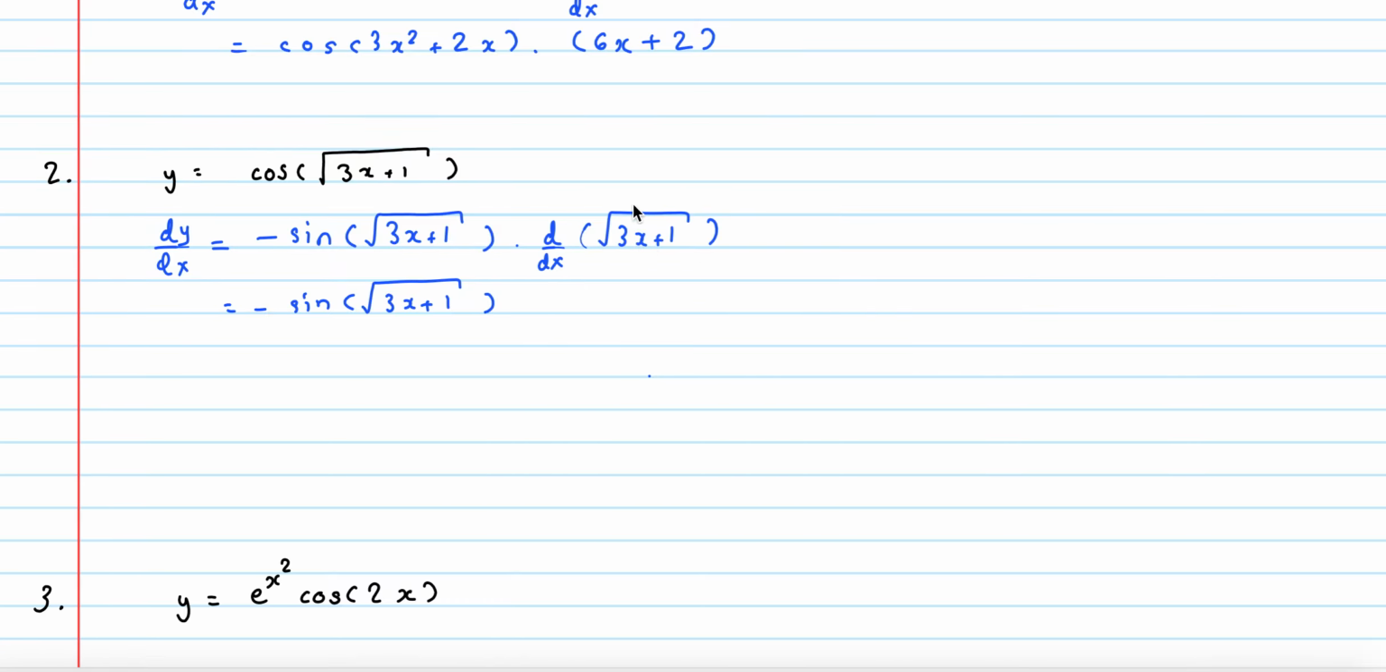So first, let's deal with the outside function. If we differentiate the square root, we get 1 over 2 times the square root of 3x plus 1. Because this thing has the power 1 by 2, we subtract 1 from the power. So the power is negative 1 by 2, so we just put it in the denominator. And then we have to deal with the inner function, which is 3x plus 1. If we differentiate 3x plus 1, we'll just get 3.